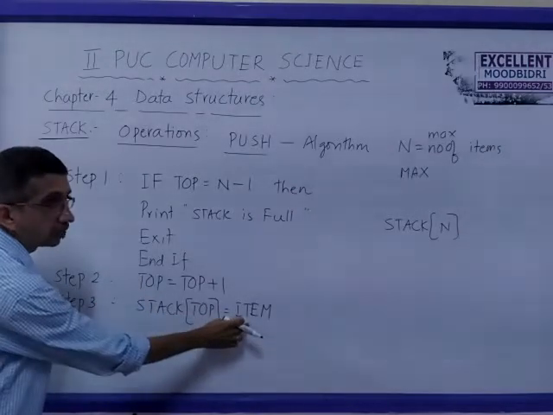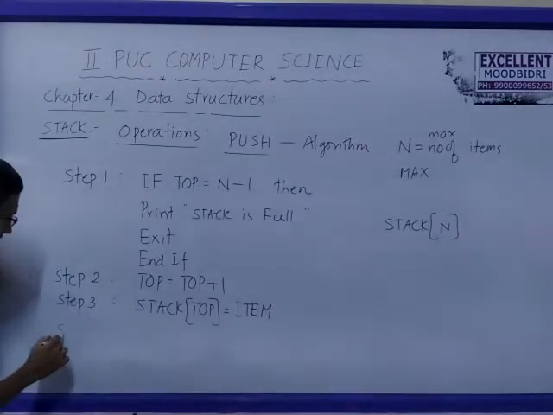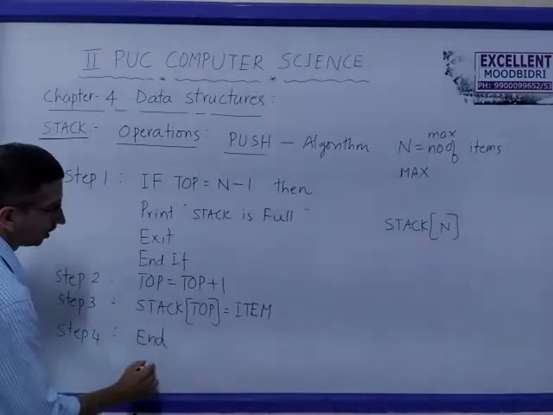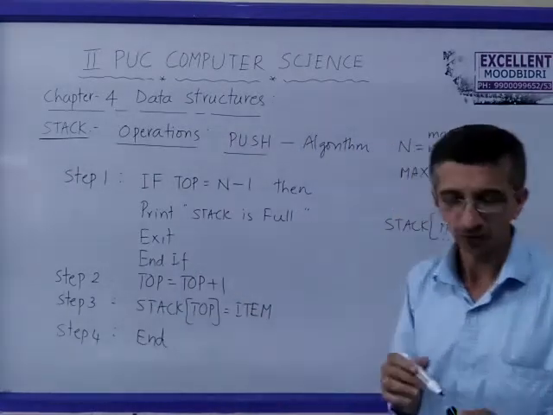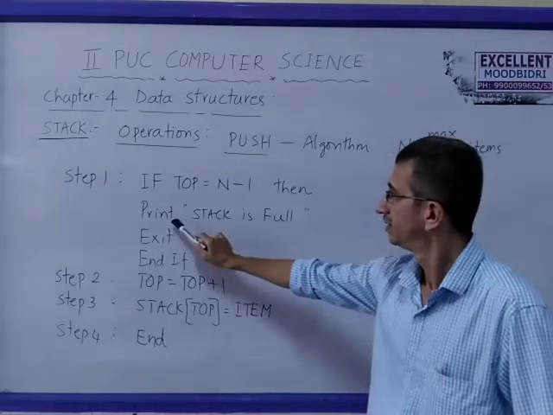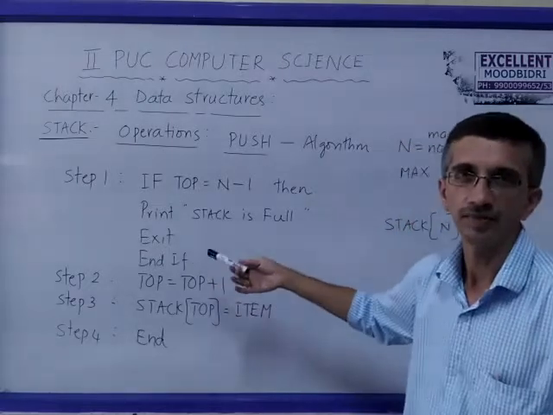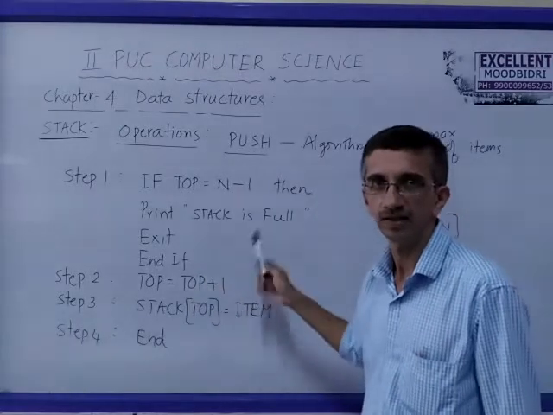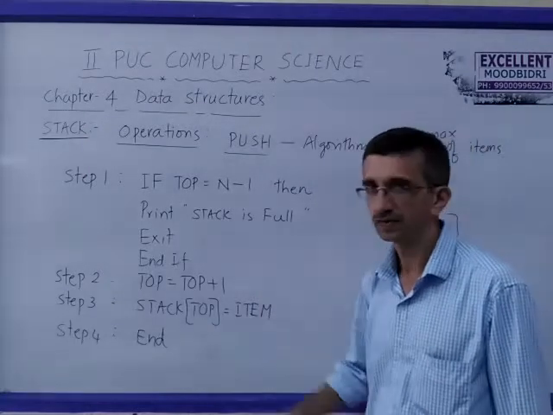Assign the item to be inserted to the position at the top index. That's all, right? Step 4, end or return. So this is a very simple 3-step algorithm. If top is n-1, then it indicates the stack is full, so print "Stack is full." If that is the case, you can exit because you cannot insert. If not, increment the top, and at that position assign the new item to be inserted. So, end of the algorithm.